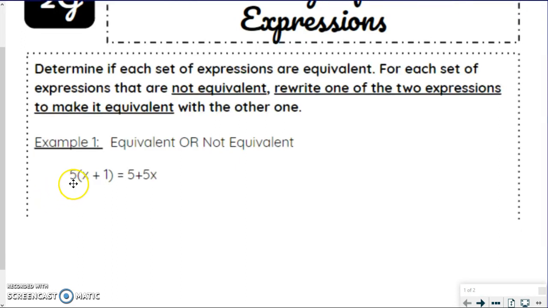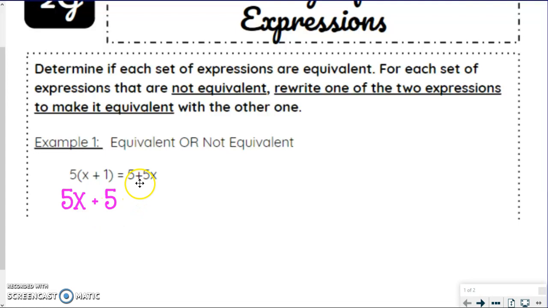I'm noticing this number next to the parentheses, so I'm going to try the distributive property first to see if they're equivalent, because it's really hard to tell just by looking. Sometimes you can, but you're really using the properties in your head anyway, so you might as well write it out just to make sure you don't make a mistake. So 5 times x is 5x, and then 5 times 1 is 5, and I add the addition sign, so I get 5x plus 5.